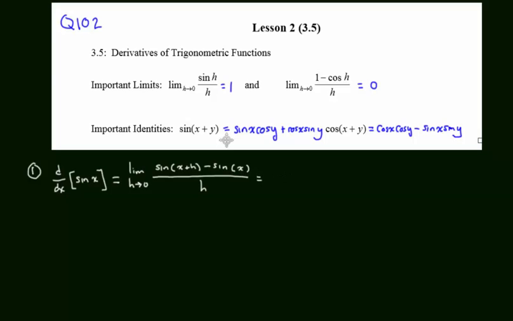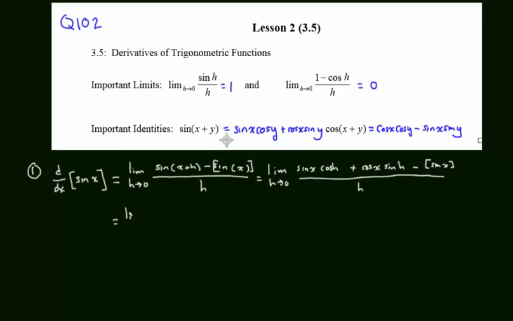So I'm going to use the sine property, and this is going to be the limit as h goes to 0 of sine of x cosine h plus cosine x sine h. That's using the sine of x plus y property. Then we still have minus the sine of x, that's this sine of x here, and then again all over h.